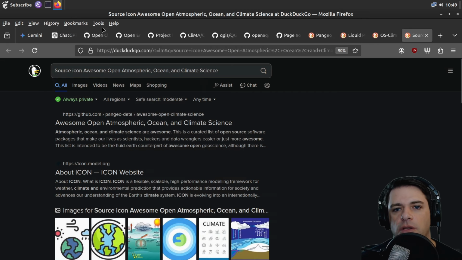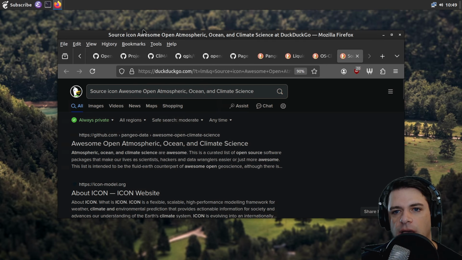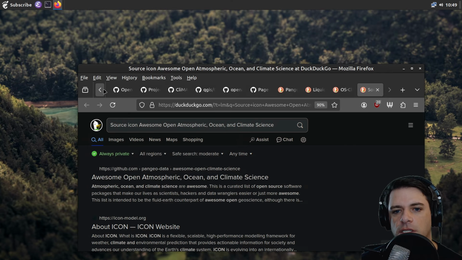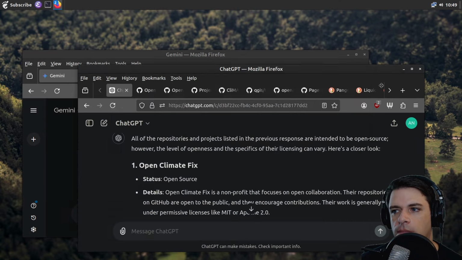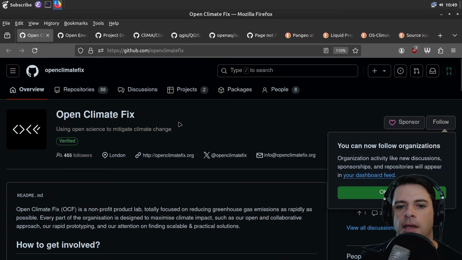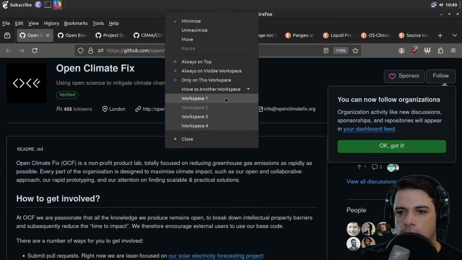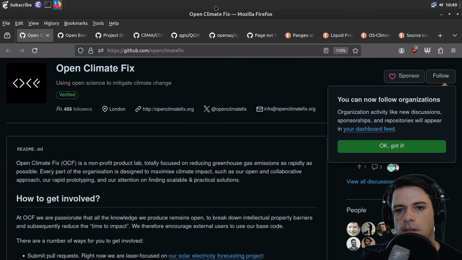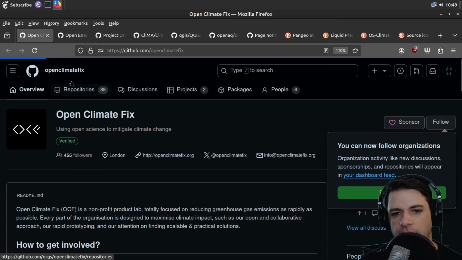All right, so let's take a quick look through some of these. I want ChatGPT and Gemini to still be in their own tab, but now I've made my life harder, so I'm going to actually pop them both into a new frame. All right. Open Climate Fix. So this is what? This is a GitHub repo or GitHub organization. They have 88 repositories.